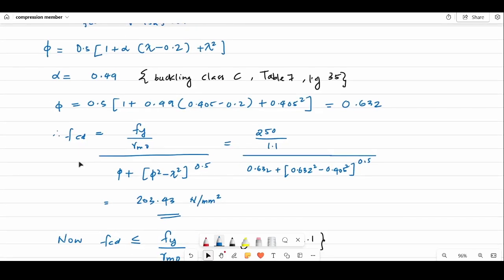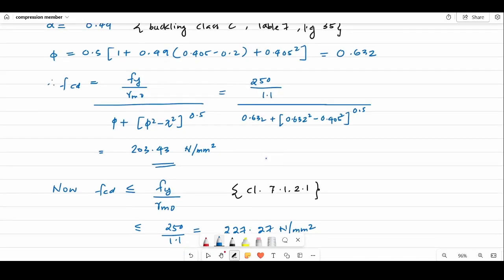Now we will substitute all this into the equation giving the design compressive stress, which is given on page number 34, that is (Fy divided by gamma m0) the whole divided by (phi plus (phi square minus lambda square) the whole raised to 0.5). Fy is 250, gamma m0 is 1.1, phi is the value just calculated, 0.632, and lambda is 0.405. When we substitute that, we obtain a design compressive stress of 203.43. So using these three methods, we can calculate the FCD value.